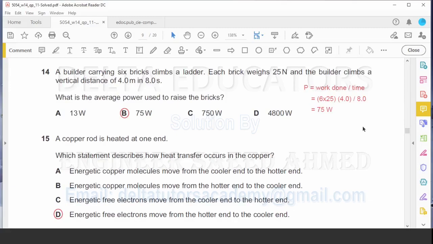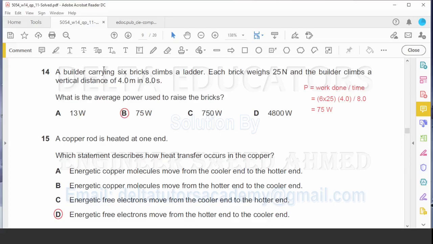Question number 14. A builder carrying 6 bricks climbs a ladder. Each brick weighs 25 Newton and the builder climbs a vertical distance of 4 meters in 8 seconds. What is the average power used to raise the bricks? Here we have to find out the average power. Power is given as rate of work done. Rate of work done means work done over time.